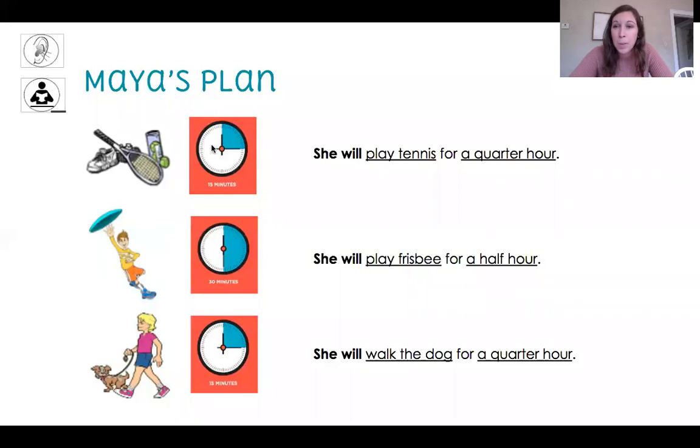So, do you guys remember how long a quarter hour is? Yep, 15 minutes. She's playing frisbee for a half hour. A half hour is 30 minutes. And then she will walk the dog for another quarter hour. So another 15 minutes. Let's add.